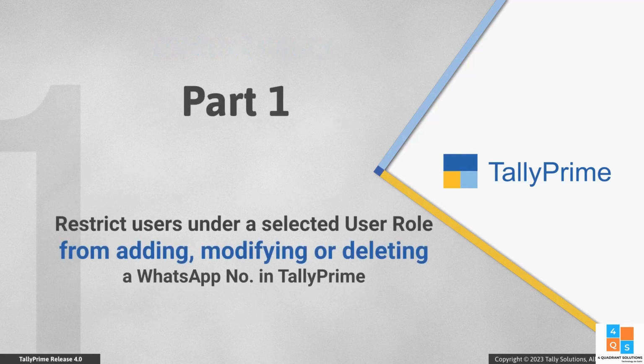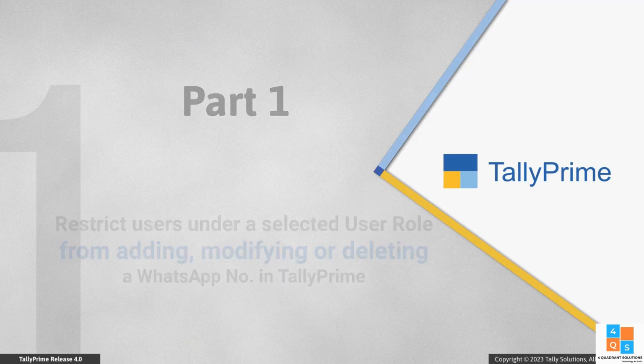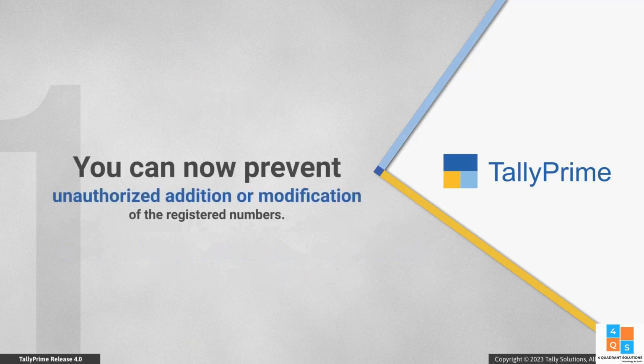First, let's see how to restrict a user from adding a WhatsApp number in Tally Prime. Based on your business practices, you might need to restrict certain users from adding or modifying registered business WhatsApp numbers in Tally Prime. If you wish, you can allow only the admin user to manage the business WhatsApp number for the company. This helps in preventing unauthorized addition or modification of the registered numbers.